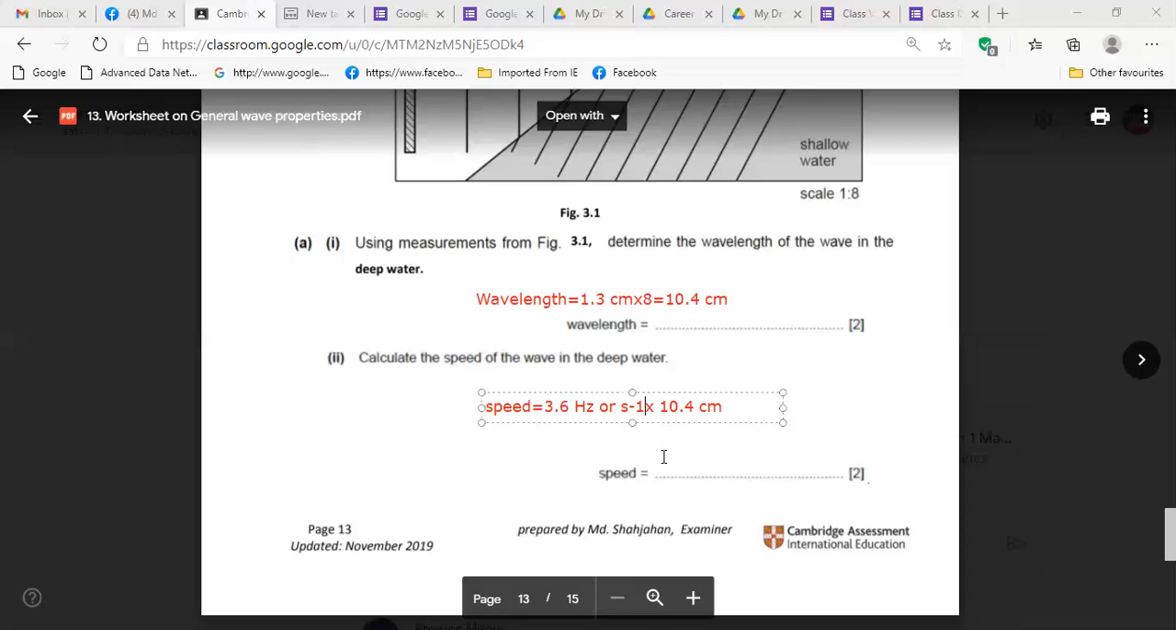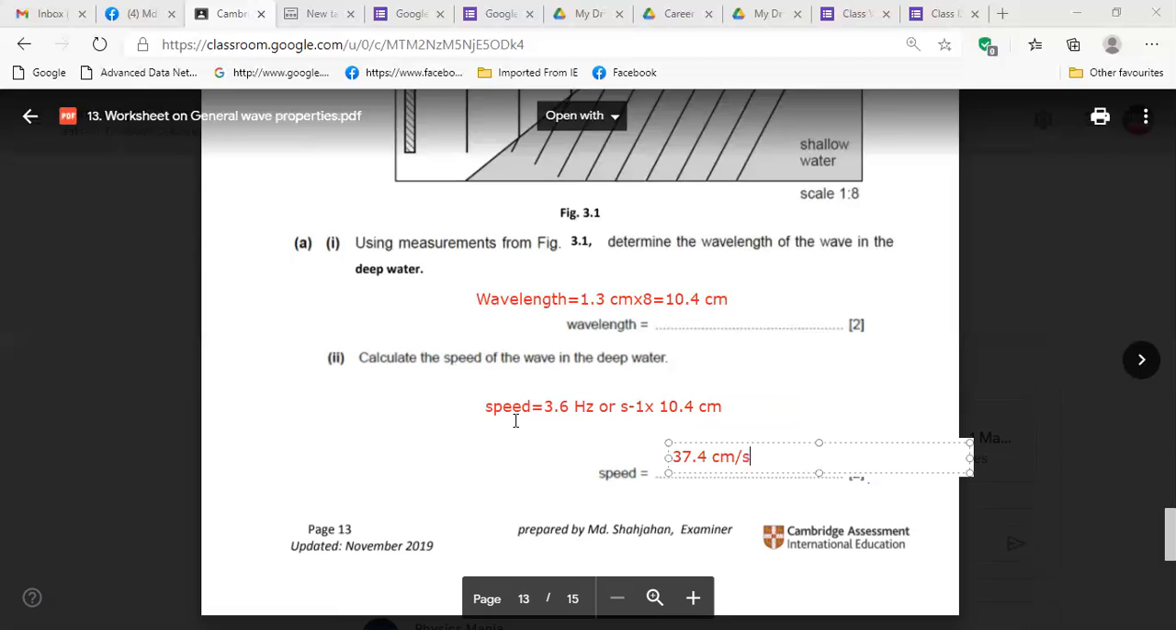37.4. Okay, you write here 37.4, and the unit is centimeter per second. Got it? In your unit of speed, you cannot write hertz. There you have to write centimeter per second or meter per second, right?